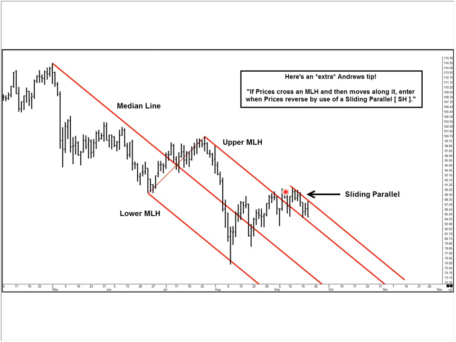Now, at the moment, it's possible that price is going to continue lower, and the way we deal with that is we just assume that this median line has shifted up by this amount. That's why I draw in the sliding parallel. What we want to know is if price has changed trend, so we're using this as a trend detector, and we get more upward movement, we break above the sliding parallel, how do we get in? Andrews gives you the clue right here. Watch what happens.